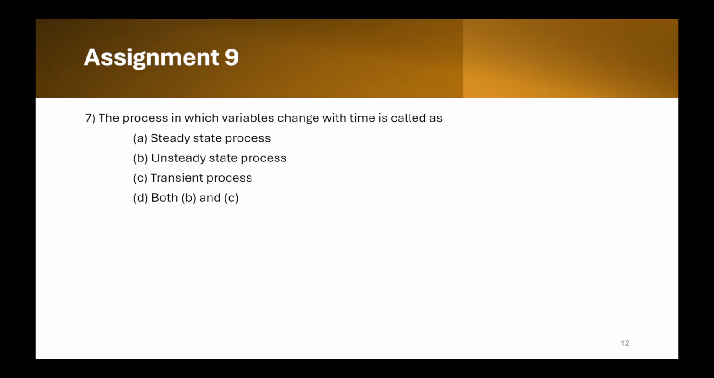Next question. The process in which variables change with time is called a steady state process? No, because a steady state process is one in which, after going through some time, the variables have reached a constant value, they do not change with time. So this is not correct. Unsteady state process, yes, correct, the process variables change with time. Transient process, again the same, so the correct answer is both B and C.